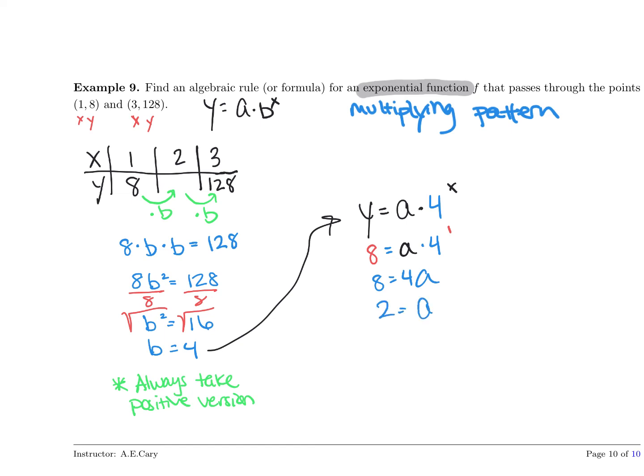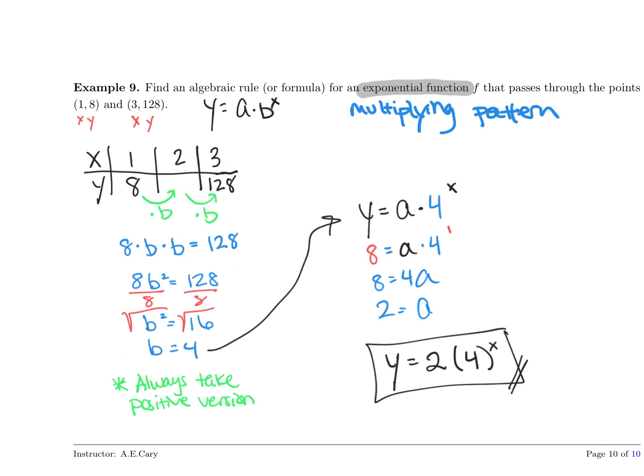So overall, my final answer here is y is equal to my a value of 2 times my b value of 4 to the power of x. This is just one of the methods you can use: making a table, finding that b value, plugging that back in, and finding your a value. Now, for the second version that we're going to do, the only thing that's different is the finding of this b value here.